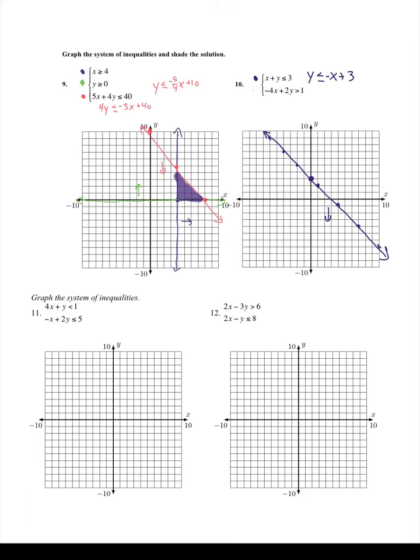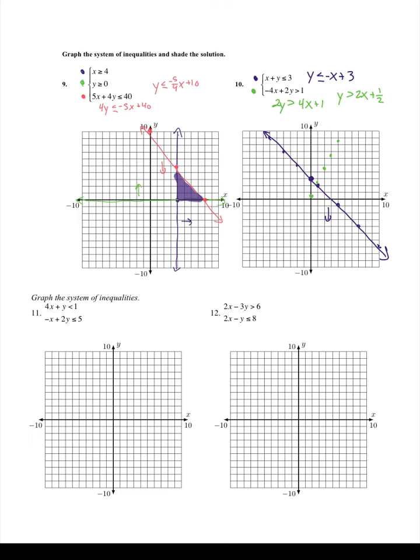For the next one, we're going to add 4x and then divide by 2. Notice here we don't have greater than or equal to, we just have greater than, so it's going to be a dashed line. Y is greater than 2x plus 1/2. 1/2 is our intercept, and then from there up 2 over 1, up 2 over 1. Keep going up 2 over 1.